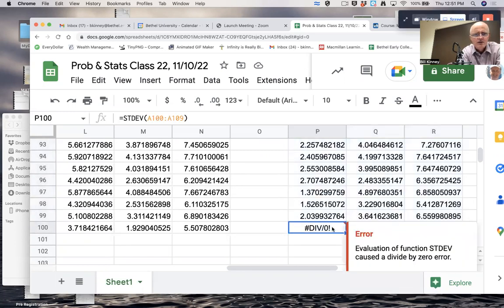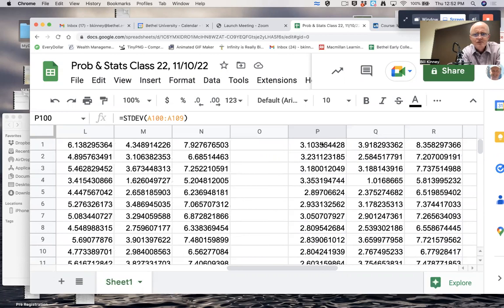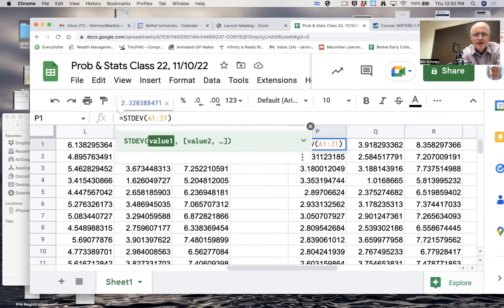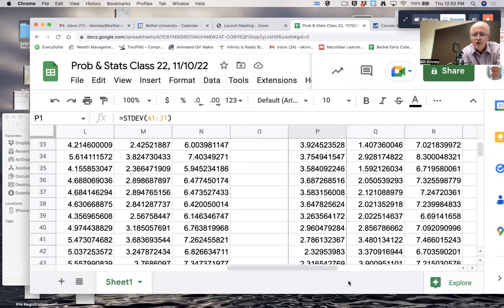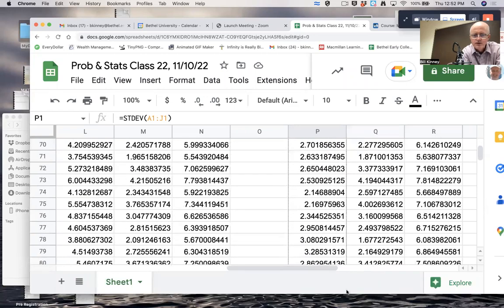I don't know why it's dividing by 0 there. I think you used the right cell. Did I? Yeah, the A1 to J1. Oh, thank you. Yeah. So used to going down columns instead of across rows.